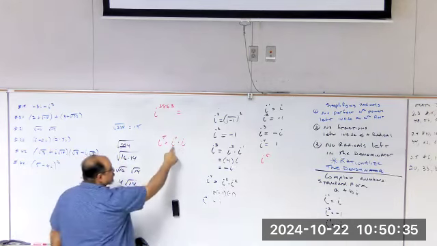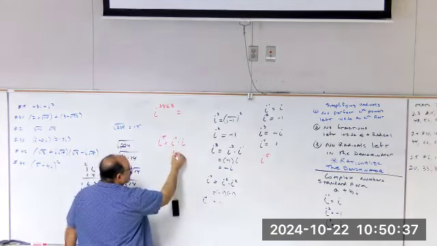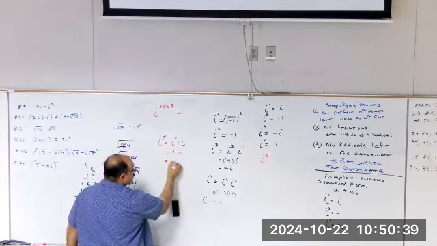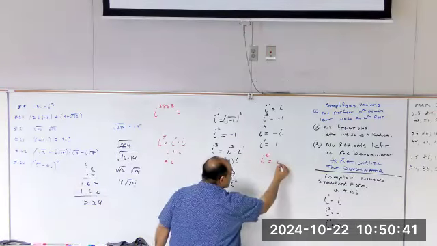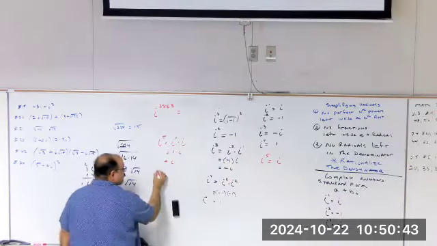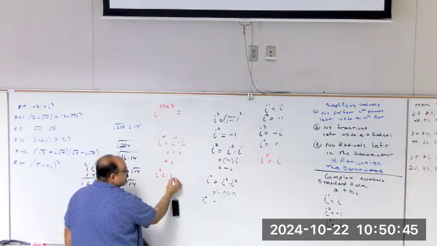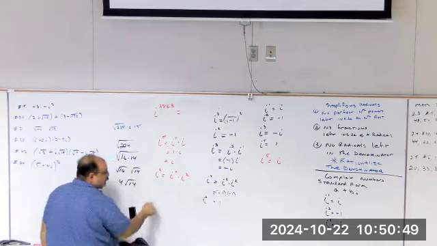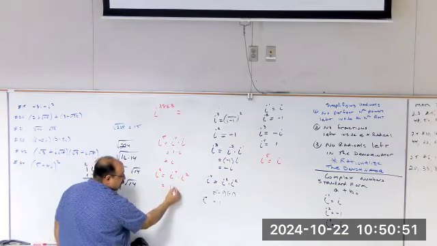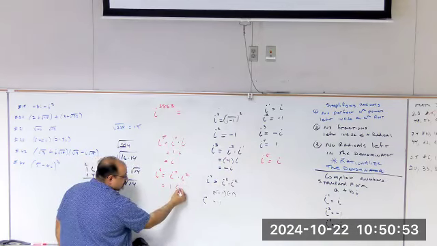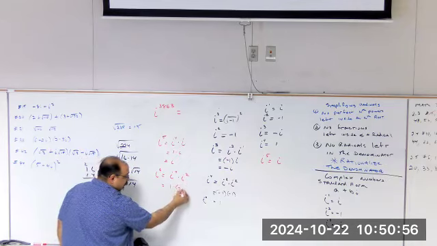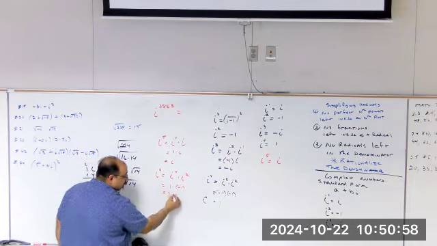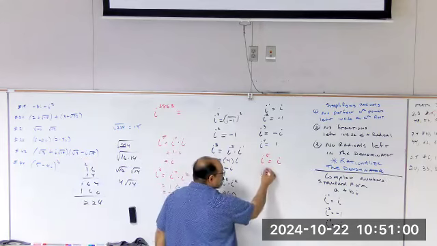What's i to the fourth? 1. So 1 times i is just i. I to the sixth can be rewritten as i to the fourth times i to the second. I to the fourth is 1. I squared is -1, and 1 times -1 is -1.